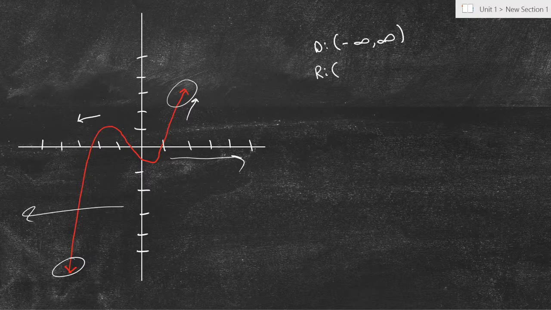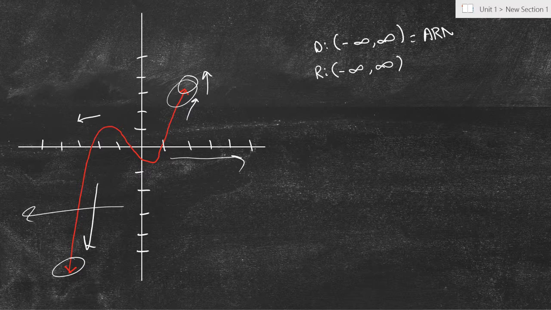And now our range is going to be a similar thing here. We're going all the way down to negative infinity. It's going to keep approaching because of our arrow right here. And then here, it's going to go all the way up to infinity. So that's going to be our domain and range. You could also say domain equals all real numbers, and range also equals all real numbers.